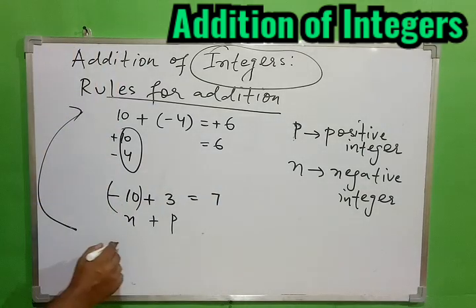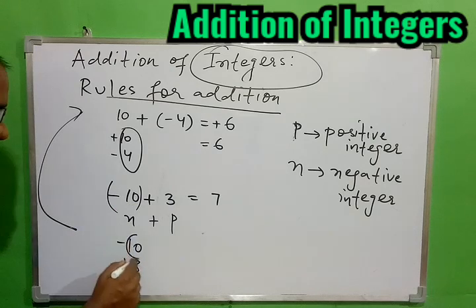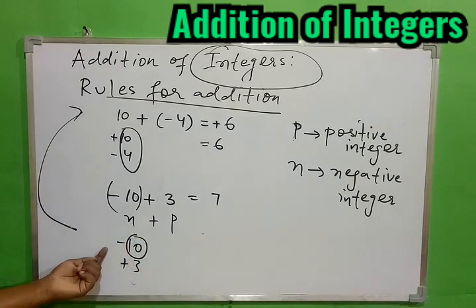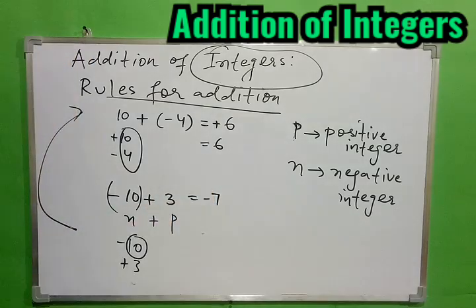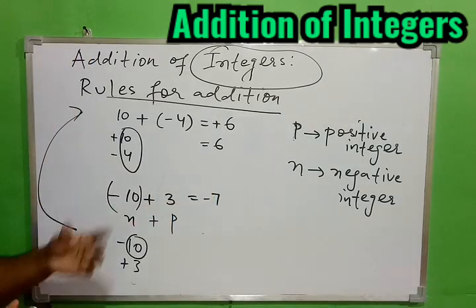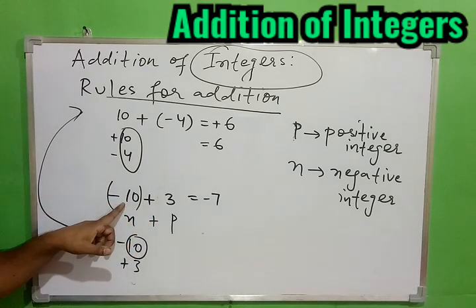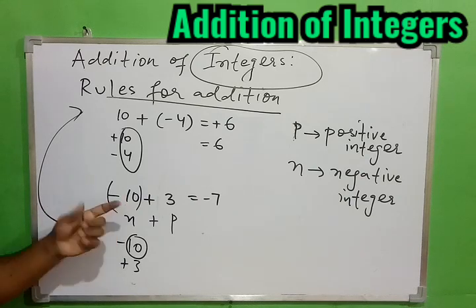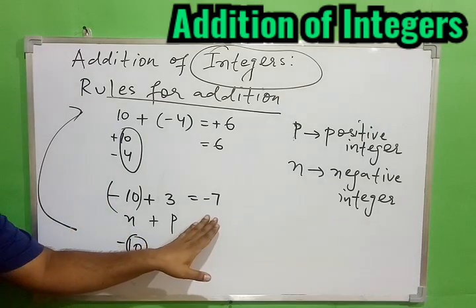But now you see 10 and 3, in front of 10 we have minus, in front of the 3 we have plus. Now we know 10 is greater than 3, and in front of 10 what do we have? Minus sign. So finally the answer will be negative. So we can say if positive and negative integers are added such that the negative integer has the greater value, that is 10, then in that case the final answer will be negative only.